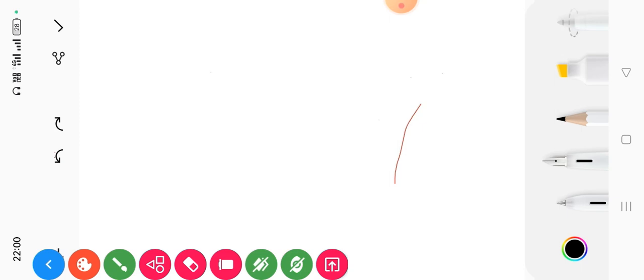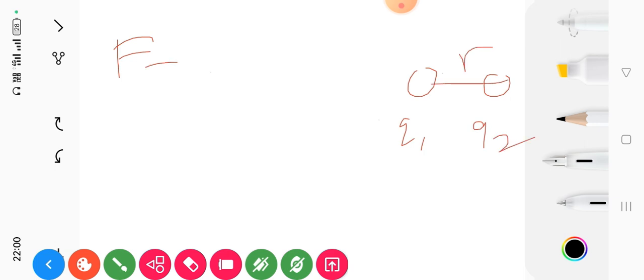For chapter number 1, you have to first study Coulomb's law. Obviously, you know what Coulomb's law is. If there are two point charges q1 and q2 separated by a distance r, then Coulomb's law says that the force is proportional to the magnitude of the charges and inversely proportional to the square of the distance between them.